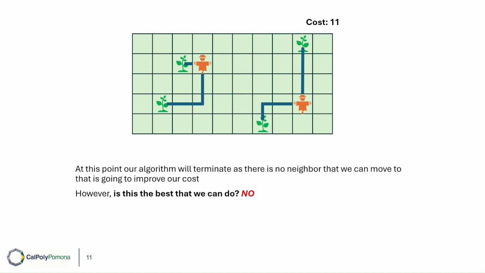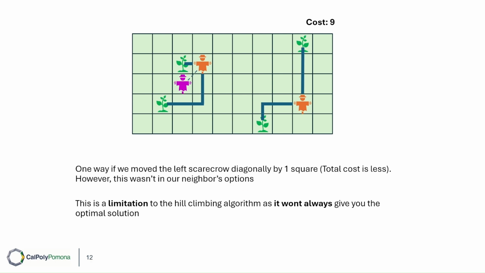However, is this the best that we can do? And the short answer is no. One of the ways that we can do better is if we move the left scarecrow diagonally by 1 square, which we can see the total cost is 9 instead of 11. However, this neighbor wasn't part of our neighbor options since we can't choose diagonal neighbors. And this is a limitation of the hill climbing algorithm as it won't always give you the best optimal solution.